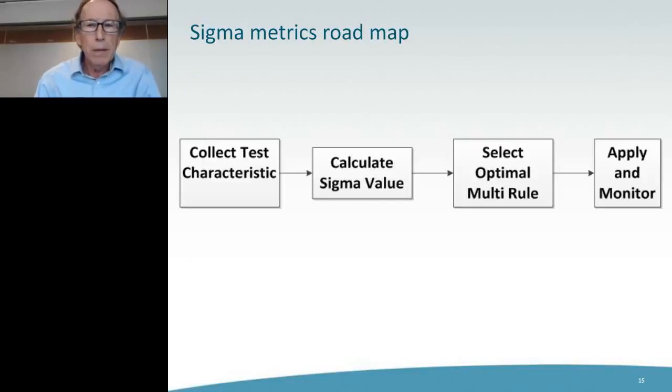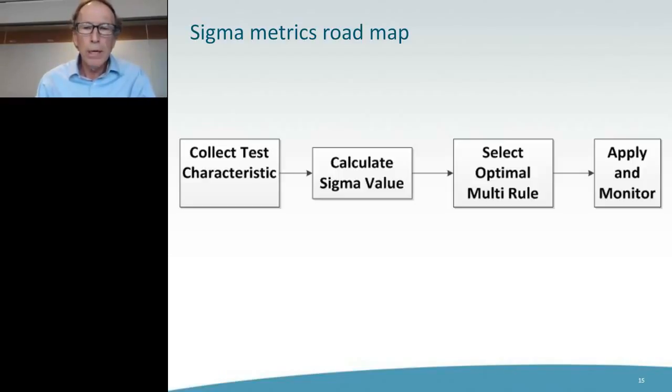So the sigma metrics roadmap is pretty straightforward. You need to collect your test characteristics. You want to collect and calculate a sigma value, and this is taken from other industries. A sigma value of 2 is not a very good assay, and a sigma value of 6 is super world class. So in most cases in a clinical laboratory, the assays fall in the range of 3, 4, in some cases 5. But once you've established your metrics, then you select an optimal rule. It helps you guide decisions with your assays, and then you can apply it and monitor it.